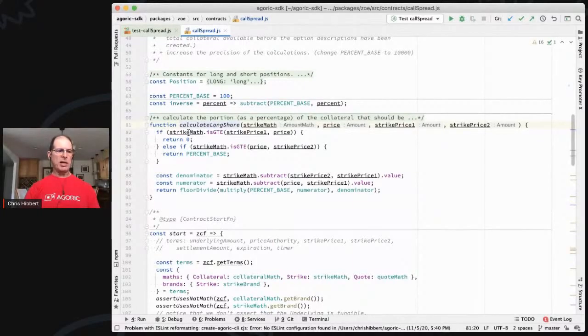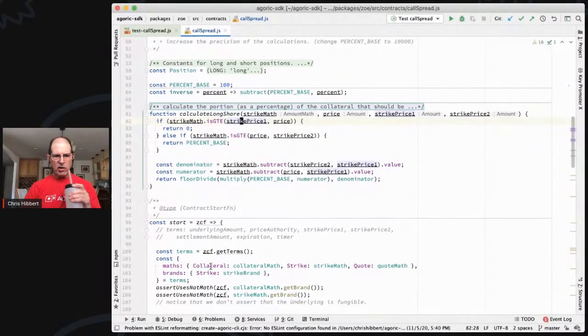If you look at our ERTP protocol, we have these math objects that let us do calculations according to the different currencies. This is a calculation that has to do with the strike prices, so it needs to be done in terms of the strike math. Other calculations use other maths. I think I showed here we do some calculations in terms of the collateral. So this takes in the current price according to the Oracle, the two strike prices.